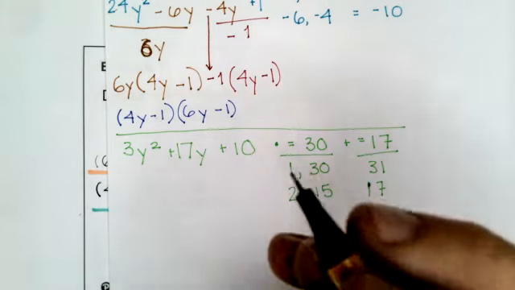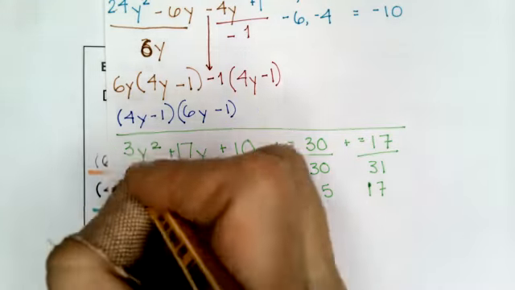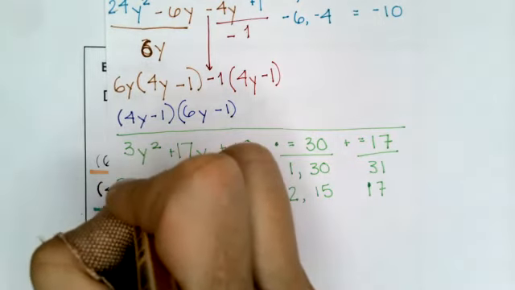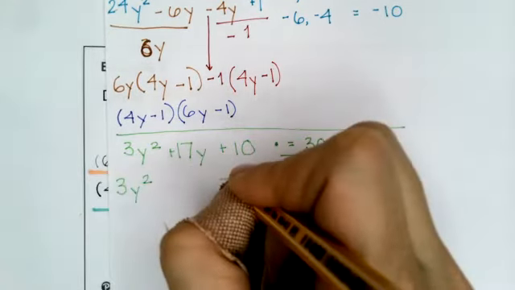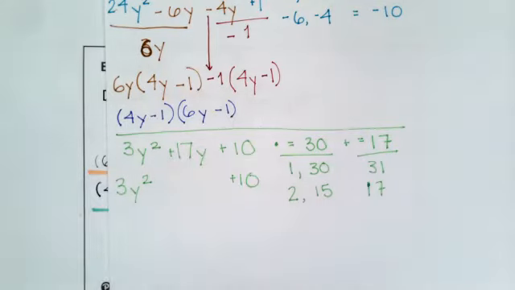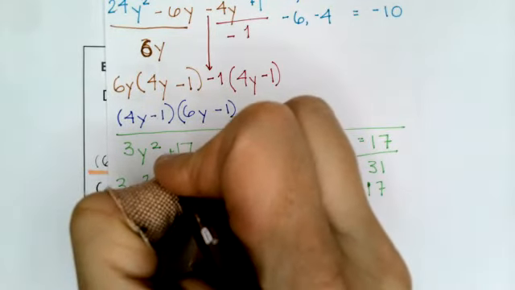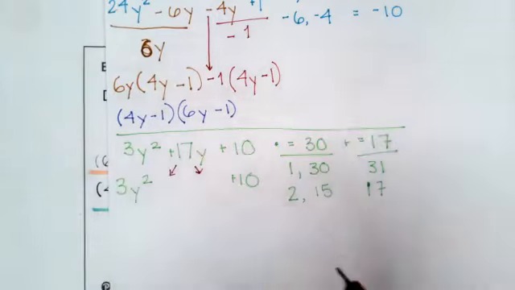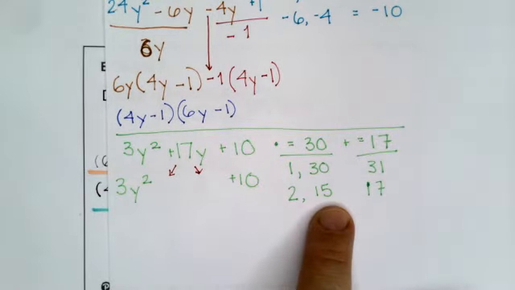All right. So 3y squared is kept. Our plus 10 is kept. And the positive 17y becomes 2 terms. It becomes a plus 2y and a plus 15y.